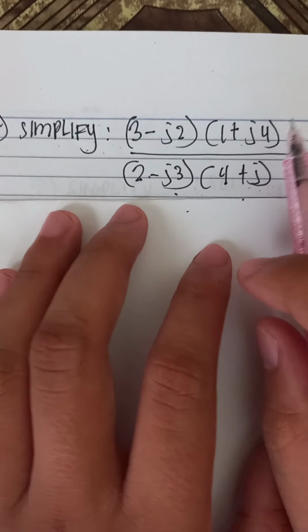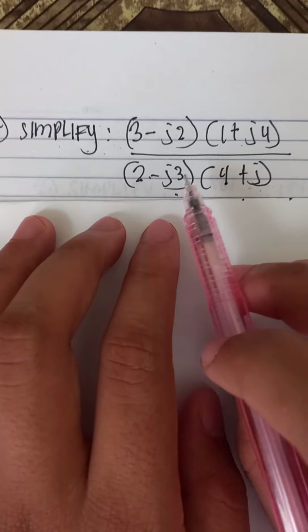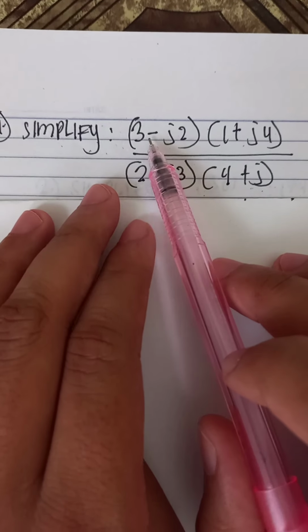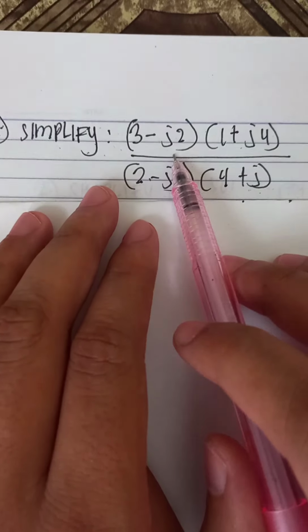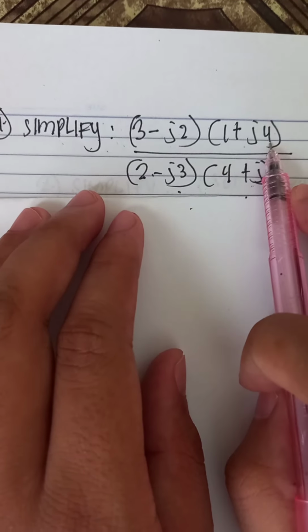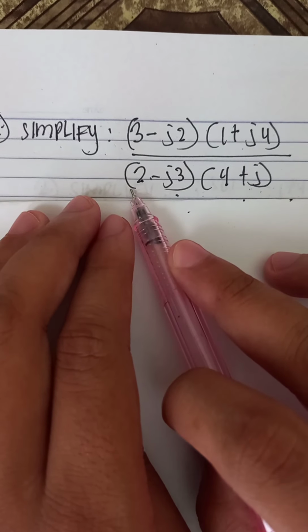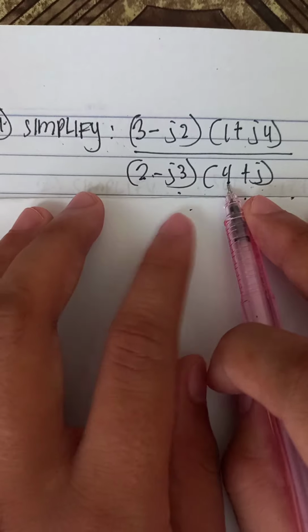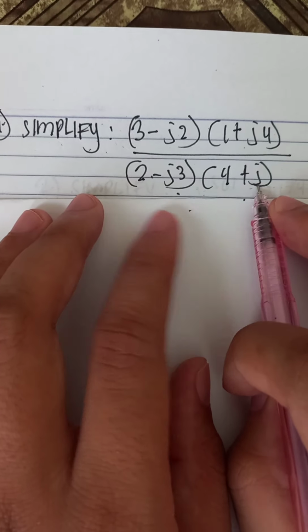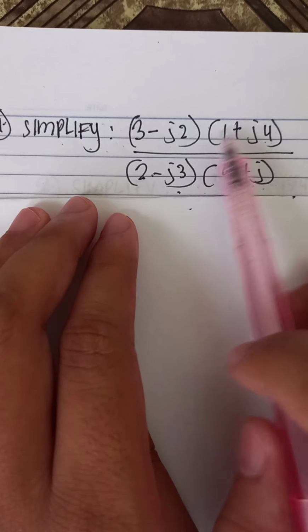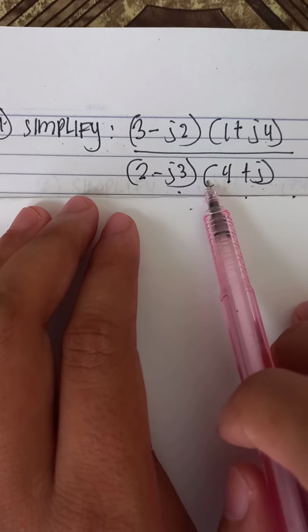Hi guys, I'm going to simplify or discuss the given complex number equation. This is the given complex number equation: quantity 3 minus j2 quantity times quantity 1 plus j4 quantity over quantity 2 minus j3 times quantity 4 plus j. In simplification of this, we have to perform a FOIL method in the denominator and in the numerator.